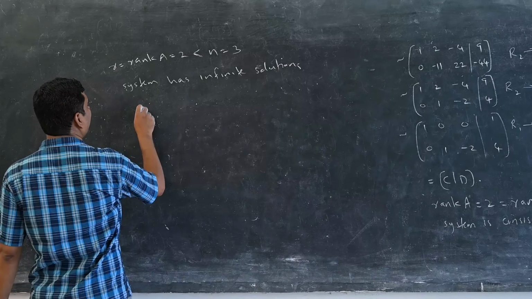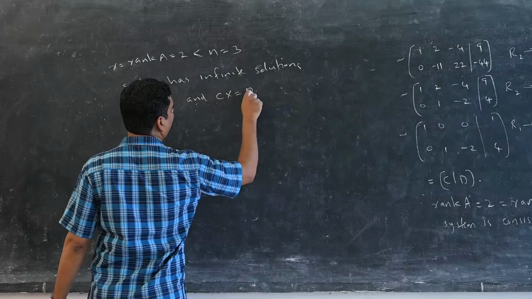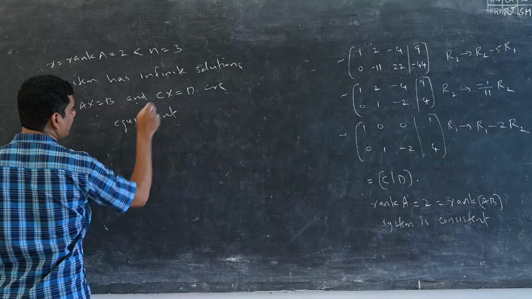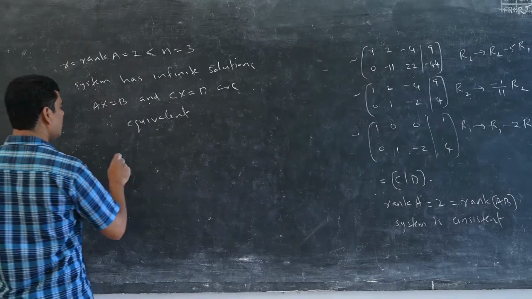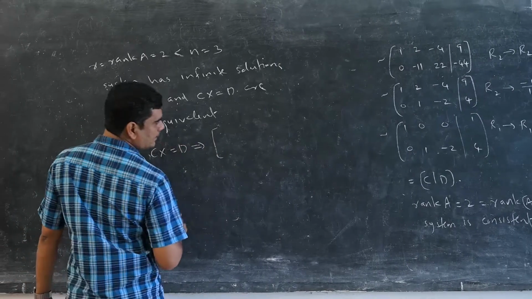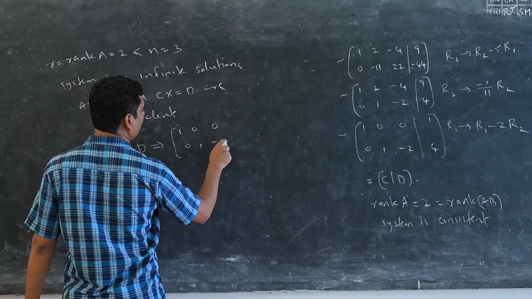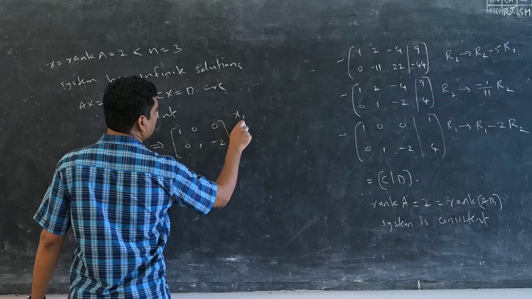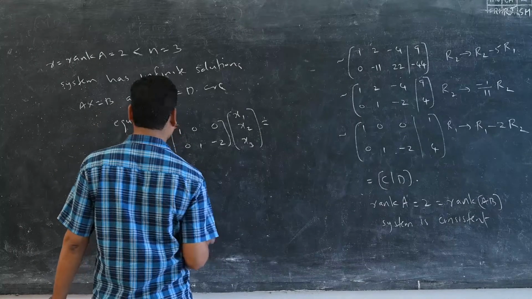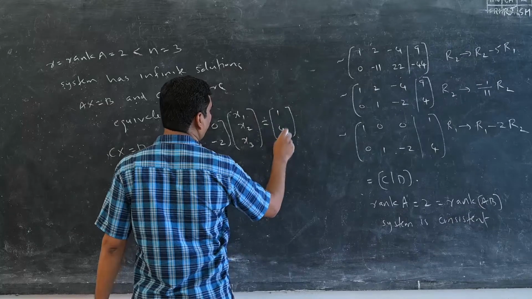Now Ax equal to B and Cx equal to D are equivalent. That means they have the same solutions. So Cx equal to D implies C is 1 0 0, 0 1 minus 2, into x1, x2, x3. D is equal to 1, 4.